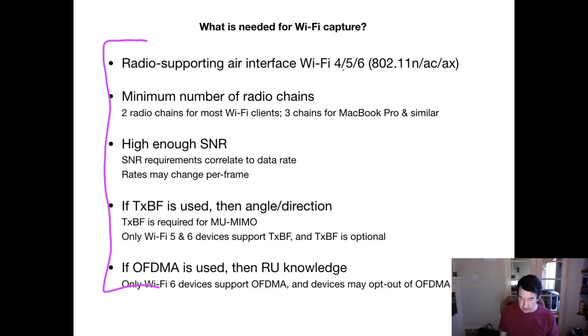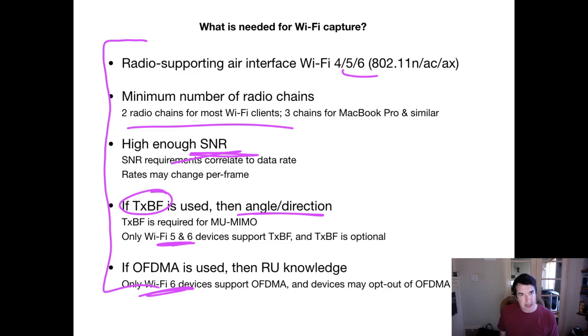Say to yourself, okay, do I have the right air interface? Do I have enough radio chains? Am I close enough to the AP? If you're using Wi-Fi 5 or Wi-Fi 6, think about the angle or direction. Check in the packet capture to see if transmit beamforming might have been set up. If you're using Wi-Fi 6, check in the capture to see if OFDMA is used, see if 802.11ax or HE high efficiency is used. That'll let you know a little bit about whether your capture is okay.